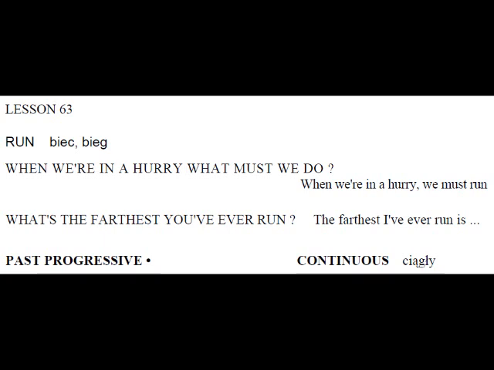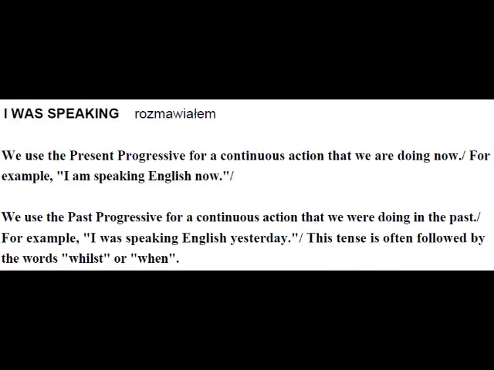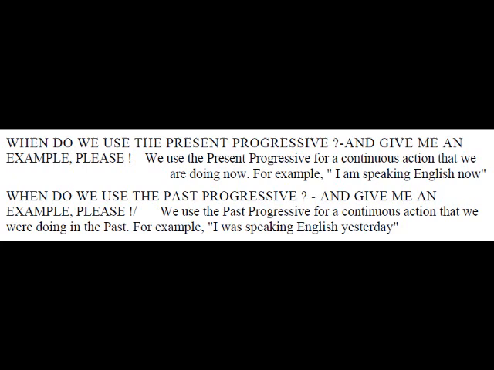Past progressive, continuous. I was speaking. We use the present progressive for a continuous action that we are doing now. For example, I am speaking English now. We use the past progressive for a continuous action that we were doing in the past. For example, I was speaking English yesterday. This tense is often followed by the words whilst or when.